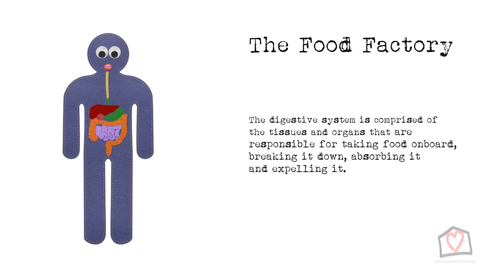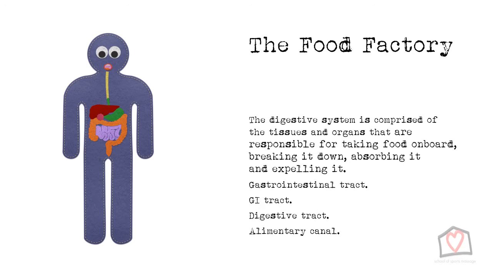Put simply, the digestive system comprises tissues and organs that are responsible for taking food on board, breaking it down into its constituent parts, absorbing the nutrients and expelling the leftovers. The main part of the digestive system can be known as the gastrointestinal tract, GI tract, digestive tract, or alimentary tract or canal. There are lots of structures involved in the processing of food, starting with the teeth and mouth and finishing with the anus. We will look at some of these in more detail, but you can find an outline in Section 11 of your manual.